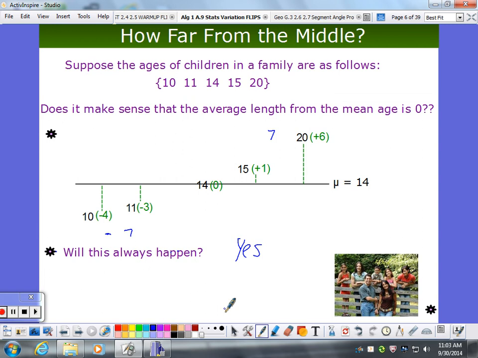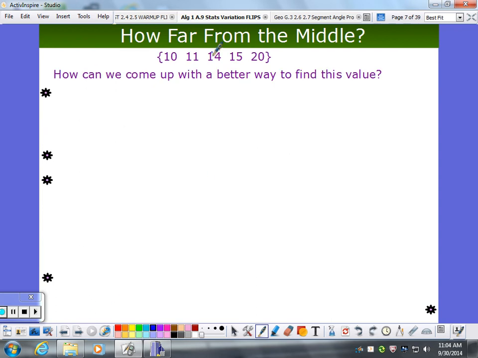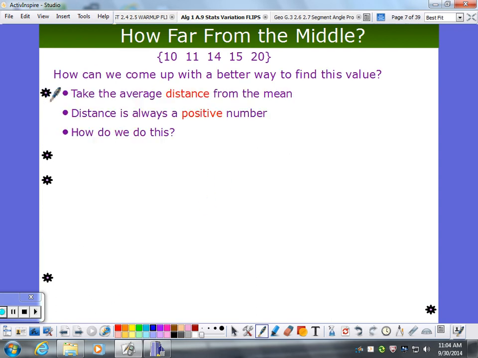The statisticians who look at this stuff, because this is an important number, it does say, on average, how far are they from that middle number. So they said, let's find a better way to find the average distance from the mean. We're using that word distance. Isn't distance positive? If you live 3 miles from the school, and maybe you live south of the school, are you going to say I'm minus 3 miles from the school? No. Distance is a positive number. It's a magnitude. Distance is always positive. So let's think about how we find positive.